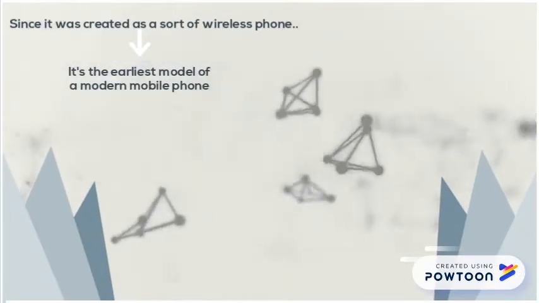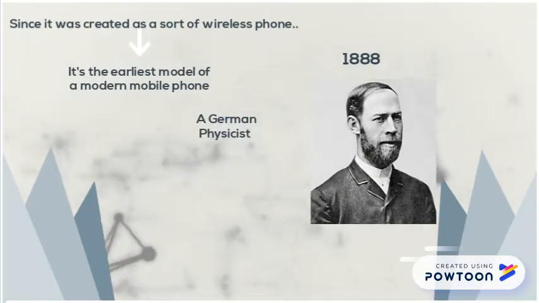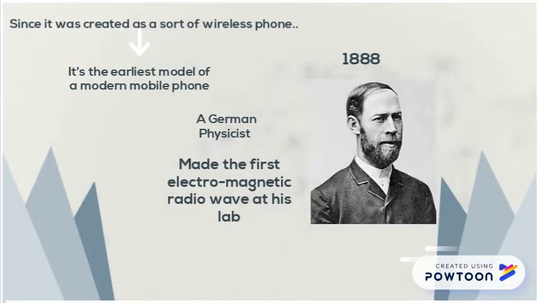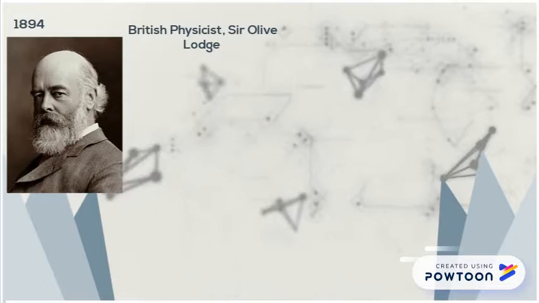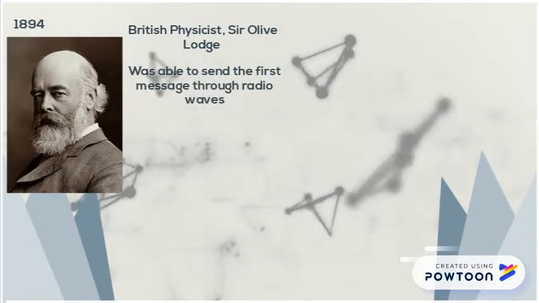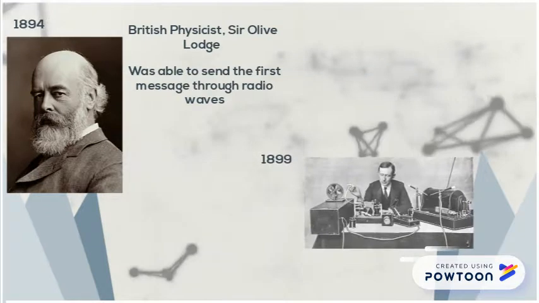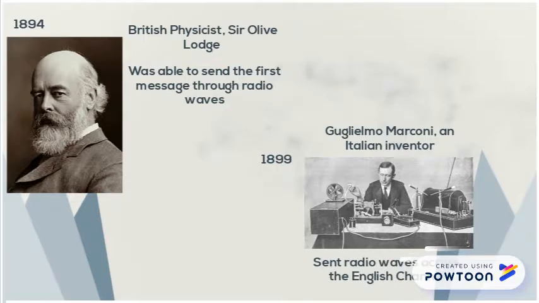In the year 1888, Heinrich Hertz, a German physicist, made the first electromagnetic radio wave in his lab. And in 1894, British physicist Sir Oliver Lodge was able to send the first message by using radio waves. Then, in 1899, Guglielmo Marconi, an Italian inventor, sent radio waves across the English Channel.